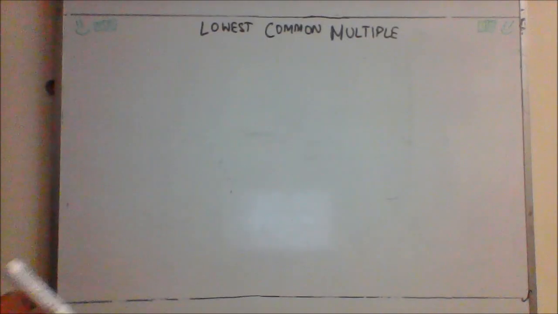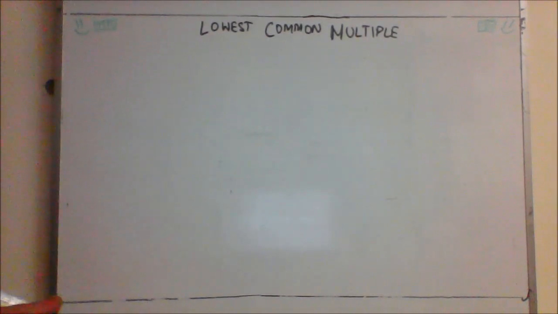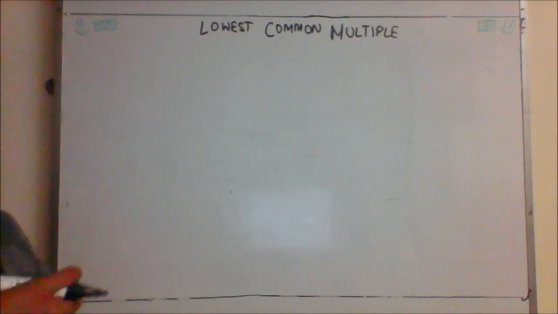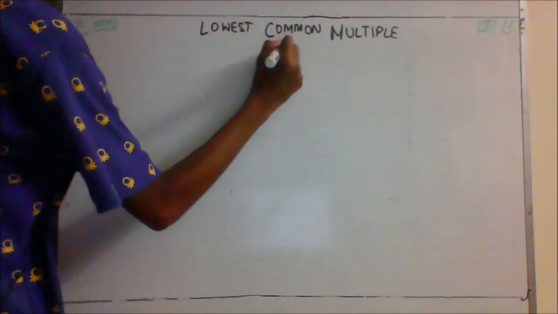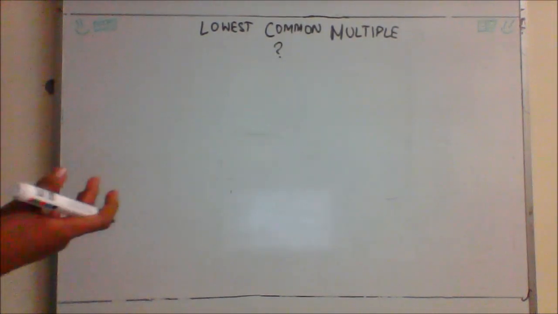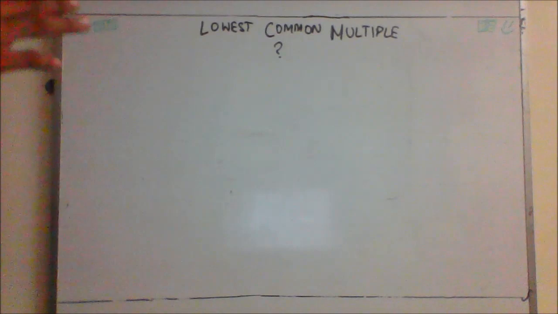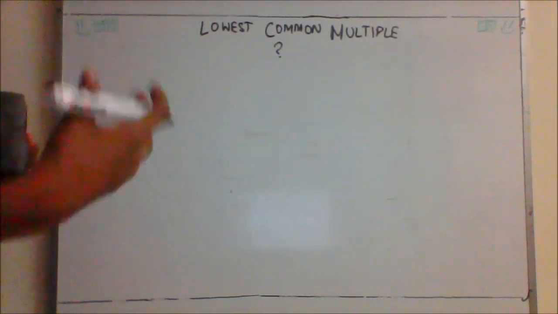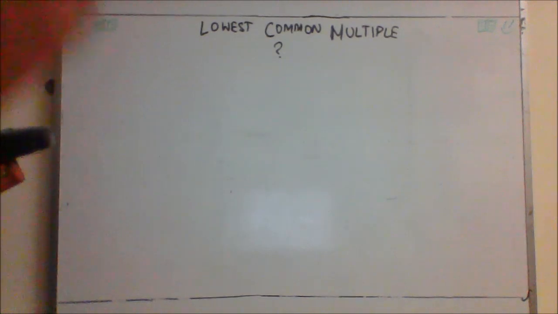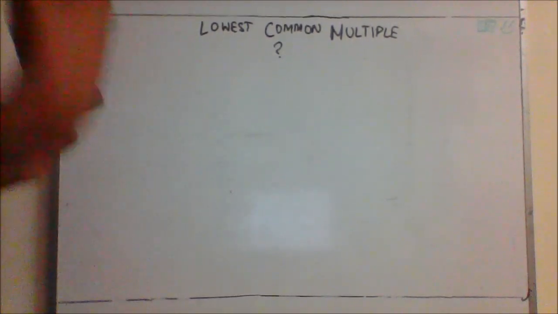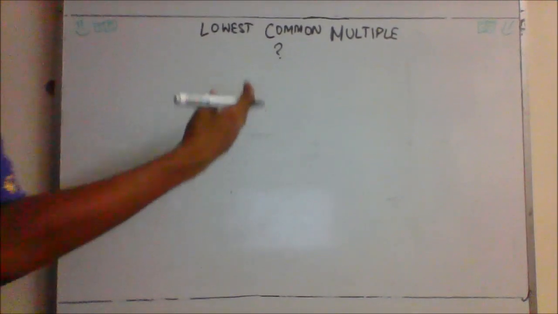Hey guys, today we'll be learning how to find the lowest common multiple, or LCM, of two or more numbers. So what is the lowest common multiple? It's easier to explain if you know what common multiples are. Common multiples are multiples of two or more numbers which have the same value.